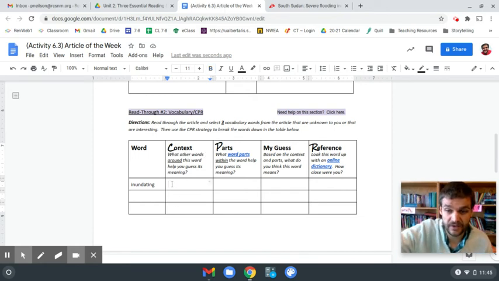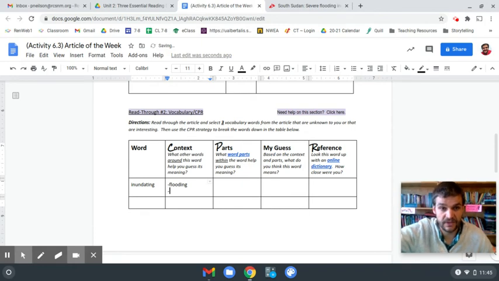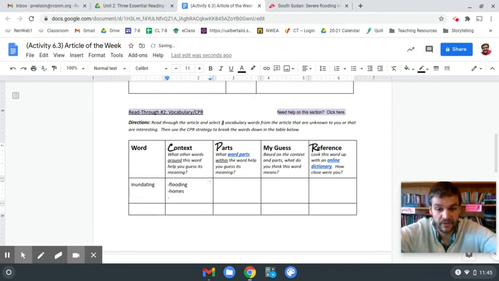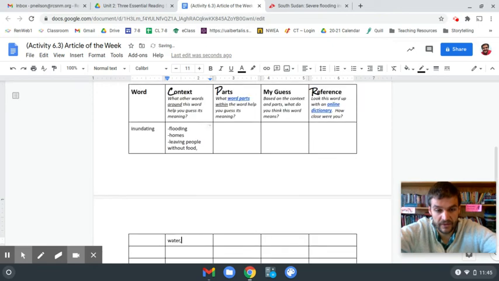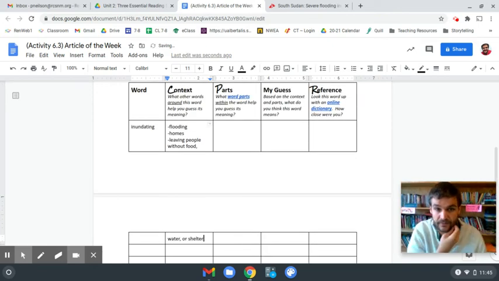I'm going to put some of those clues. So the word flooding gave me a clue. Also homes, and also leaving people without food, water, or shelter.